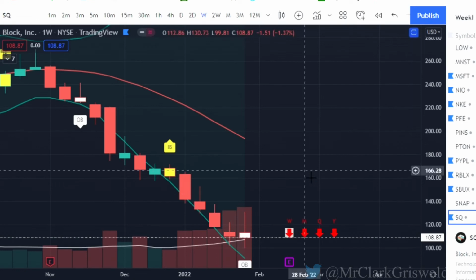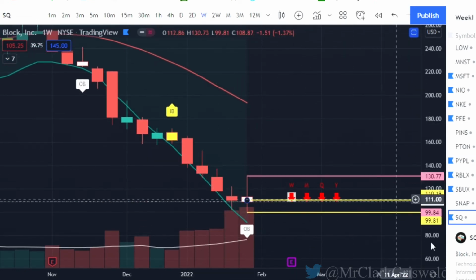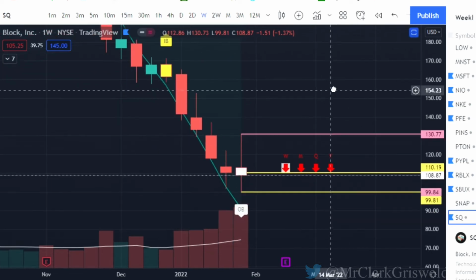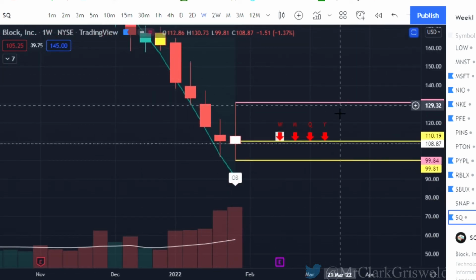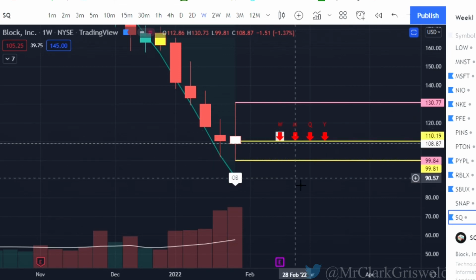SQ is Square, Block Inc. Time frame to the downside, we have an outside bar. Calls, we're taking 130.77. Puts at $99.84.